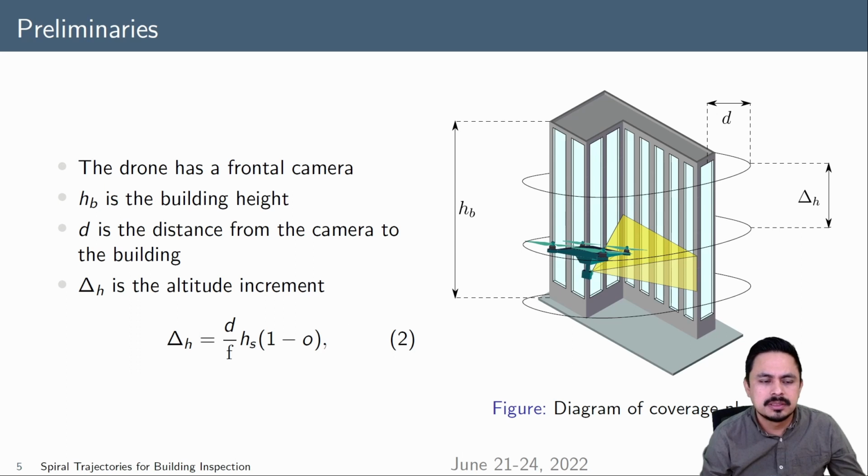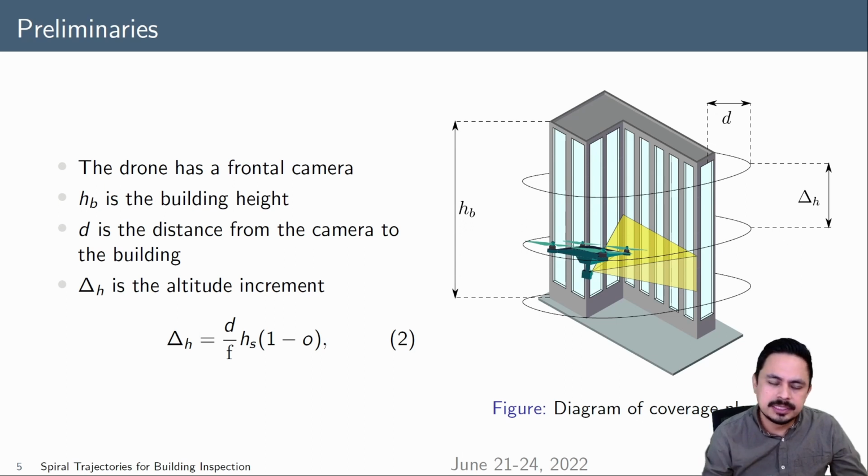In addition, we know the building height, and we also know the distance between the building and the camera. Usually this distance is specified by the spatial resolution that we want to achieve and the sensor in the camera. With this information, we intend to compute trajectories that go around the building and observe a stripe of the building, like painting the building.